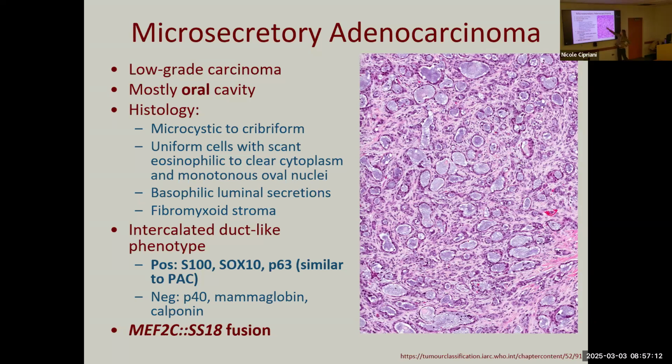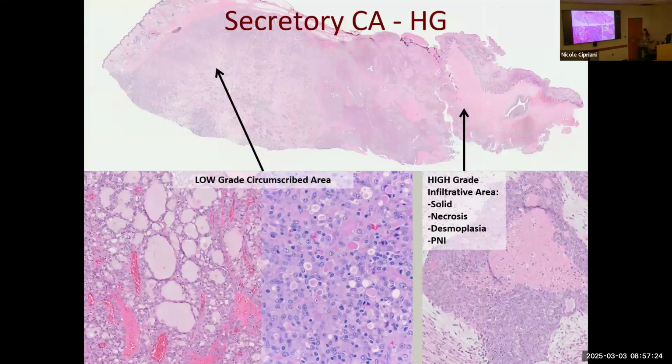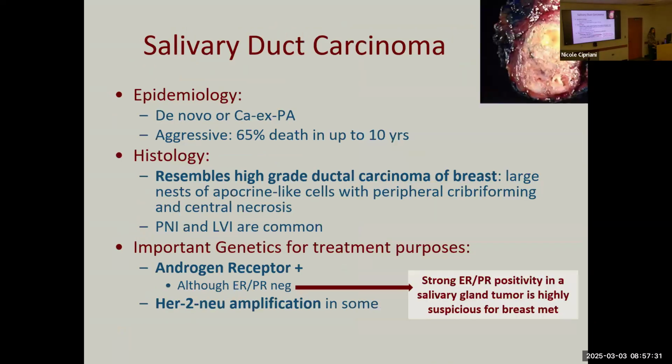Arguably, the stroma here is more prominent with these kind of intervening fibrous bands between the nests, between the tubules. Whereas secretory is more sort of packed back-to-back cellular without that stroma. All right, salivary duct. This is another one that resembles breast cancer. It's thought to look like DCIS of breast, but this is an invasive carcinoma. This is basically by definition high grade.